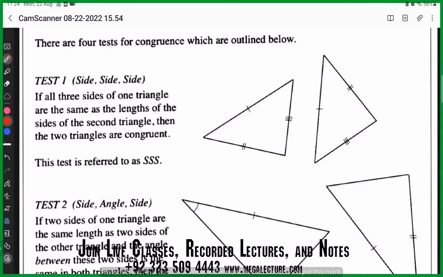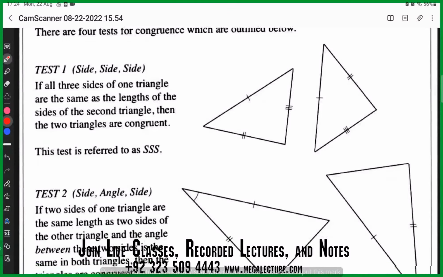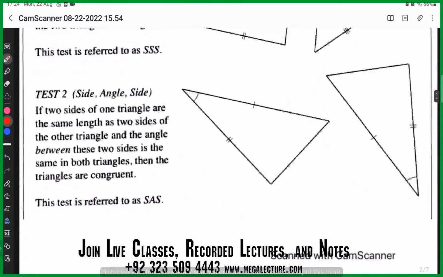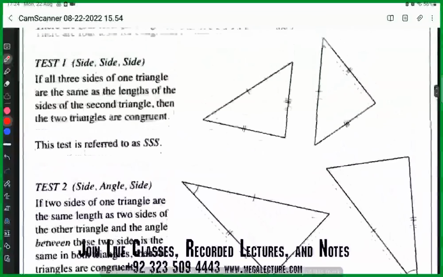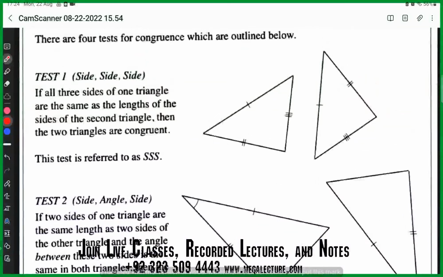Okay. Let's talk about the second test. Ma'am, yes. For the first test, you said that the three sides must be the same. Yes, ma'am. So all three sides in one triangle are different lengths, but they still match with the other one. Yes, yes. Very good point. I'll tell you. Yes, very good.